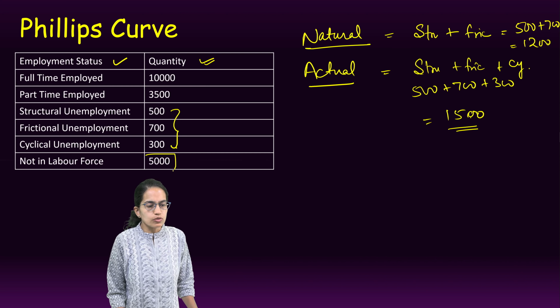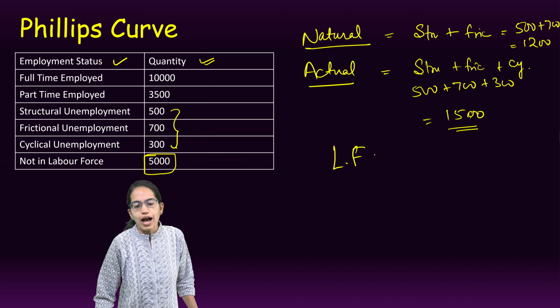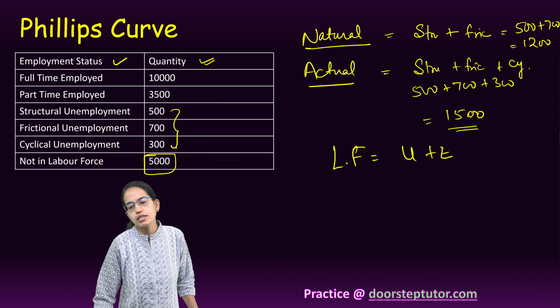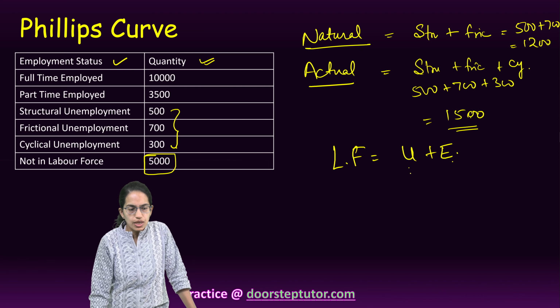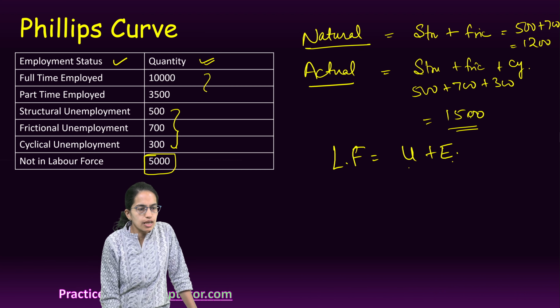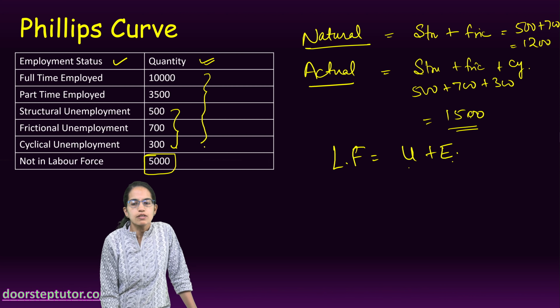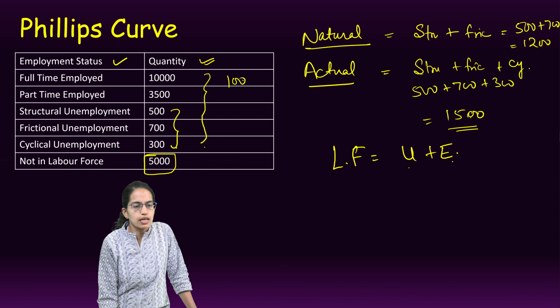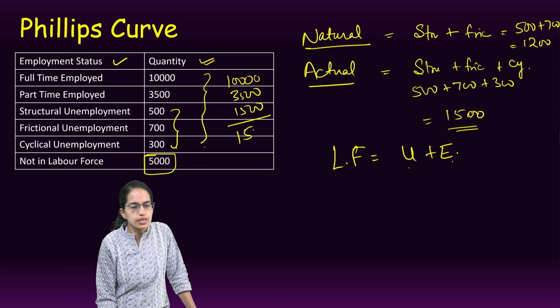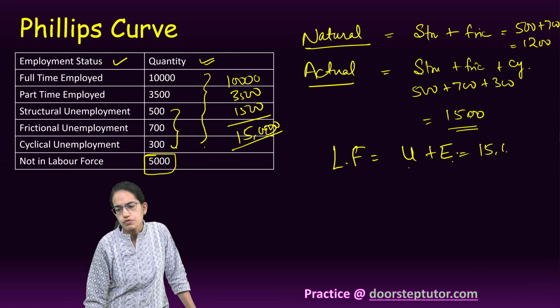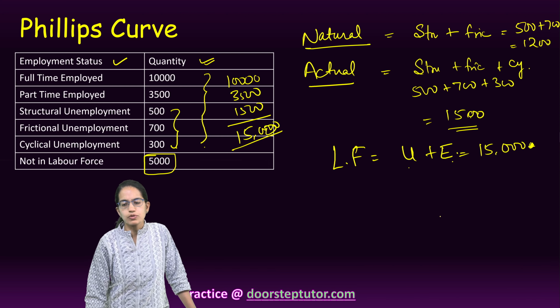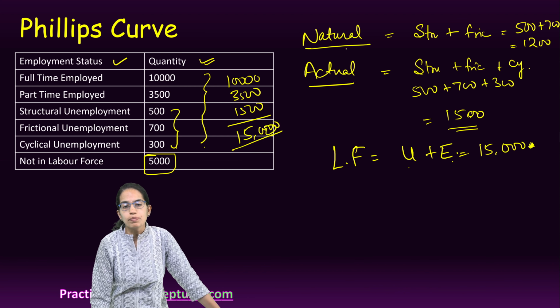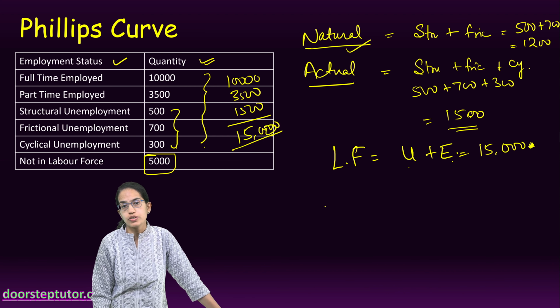Now there are 5,000 people who are not in the labor force. The labor force actually includes the employed plus the unemployed. So here it is 10,000 plus 3,500 plus 1,500, that makes it 15,000. So the labor force is 15,000. Now, since the labor force is 15,000, what is the percentage of natural rate of unemployment?